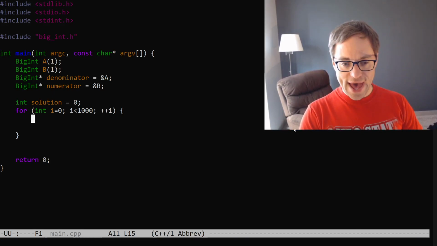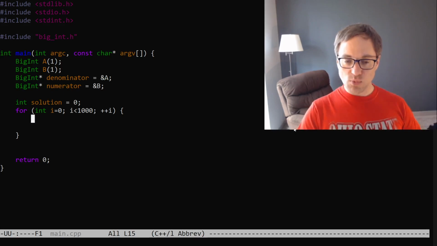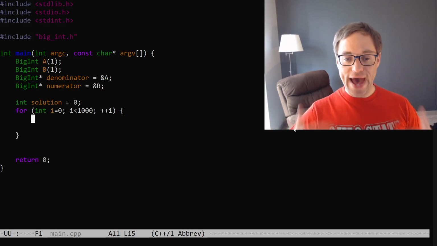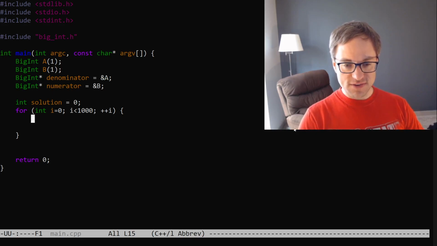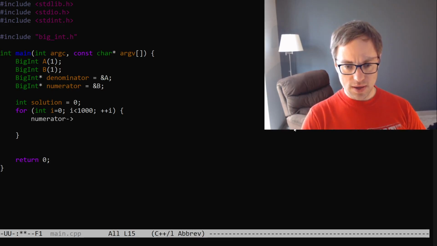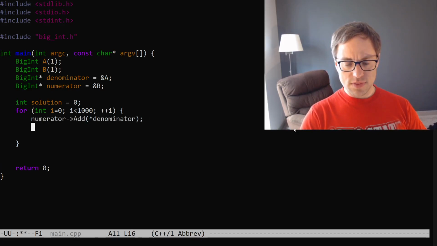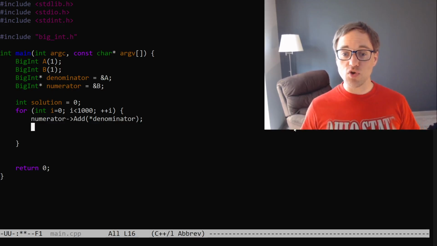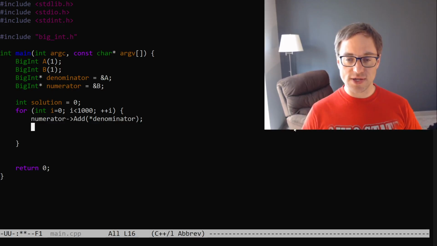Okay, so let's start by calculating the first term. So we need to add 1 first. Remember, to add 1, take the reciprocal, and then add 1 again. And so to add 1, we're going to add the denominator to the numerator. So we'll say numerator add star denominator. Then we're going to want to swap the numerator and denominator. That is, take the reciprocal.